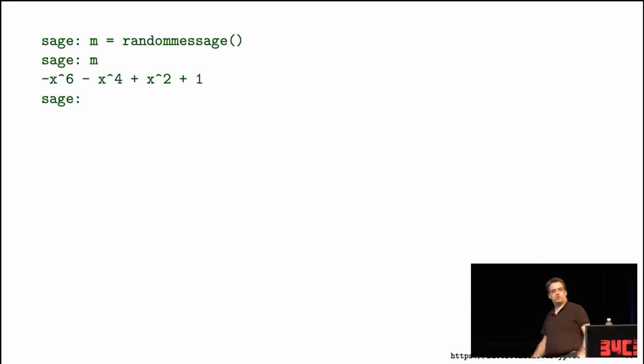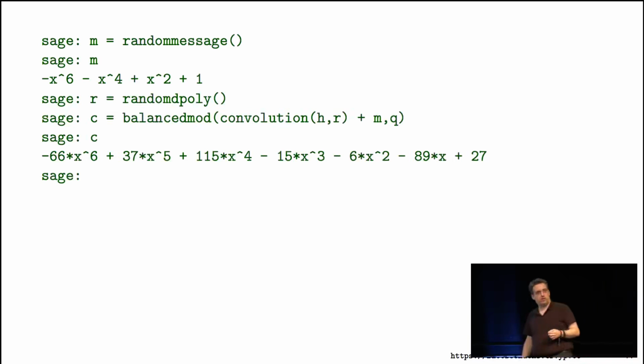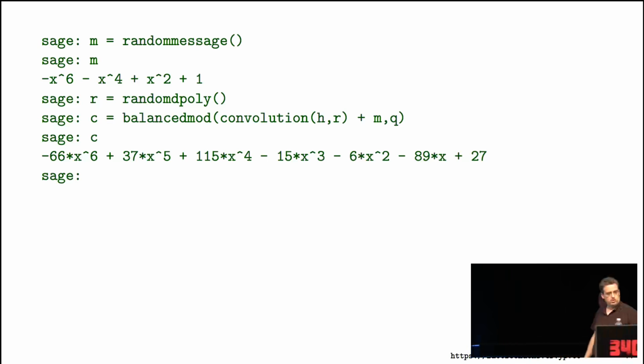Here's a message, just a bunch of random 1s, 0s, minus 1s. And then another random r that was showing up in the encryption. And then the ciphertext c is you take h, the public key, times r and then add m to it. That's this convolution of h and r, add m, and then reduce mod q. And that gives, again, some random looking bytes.